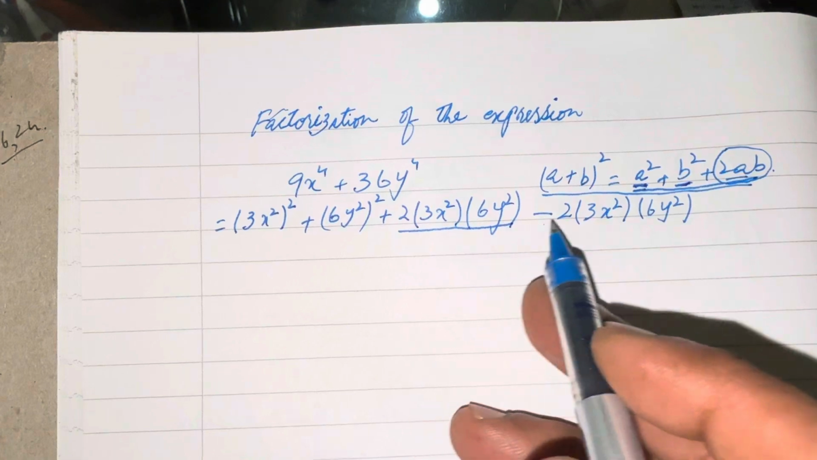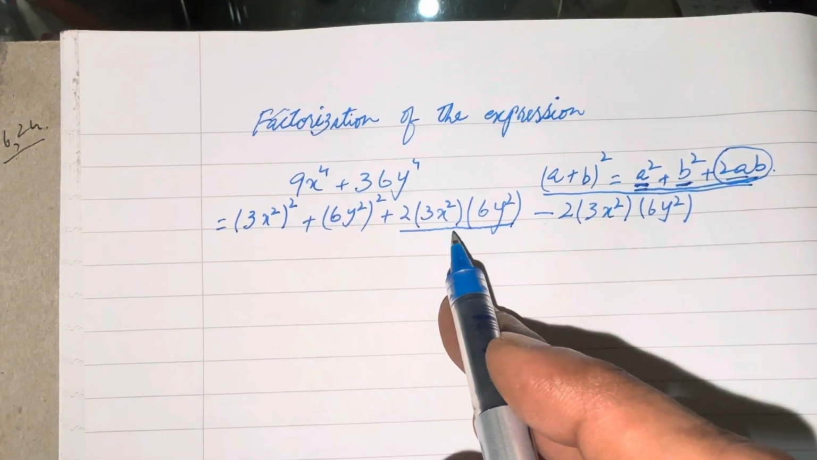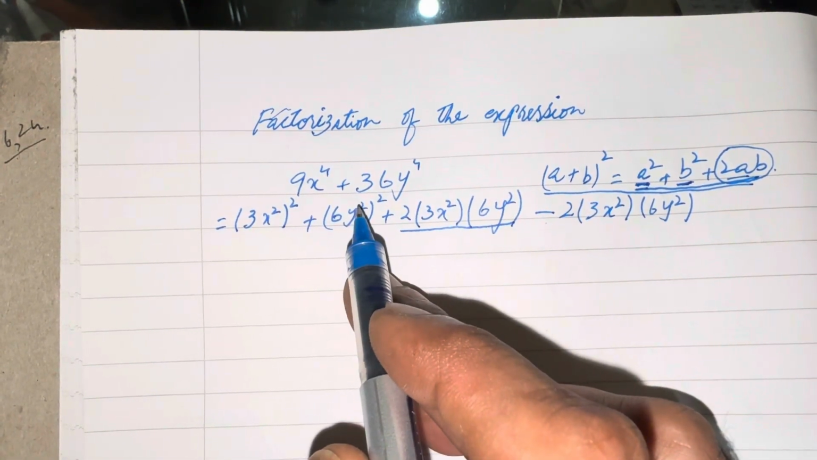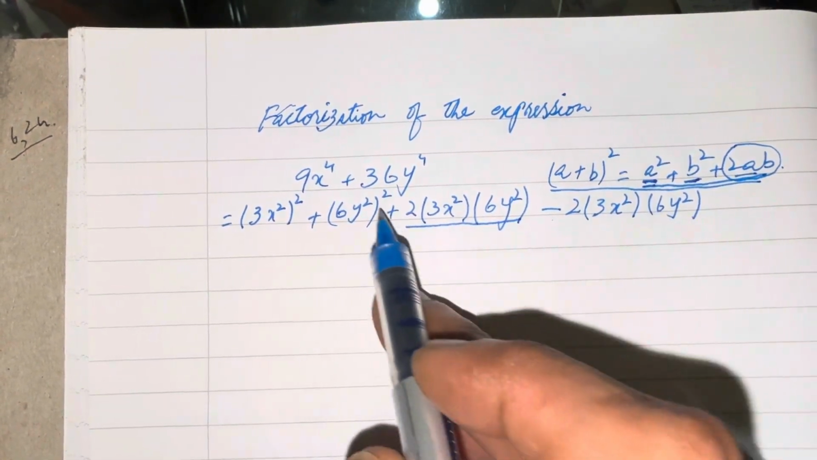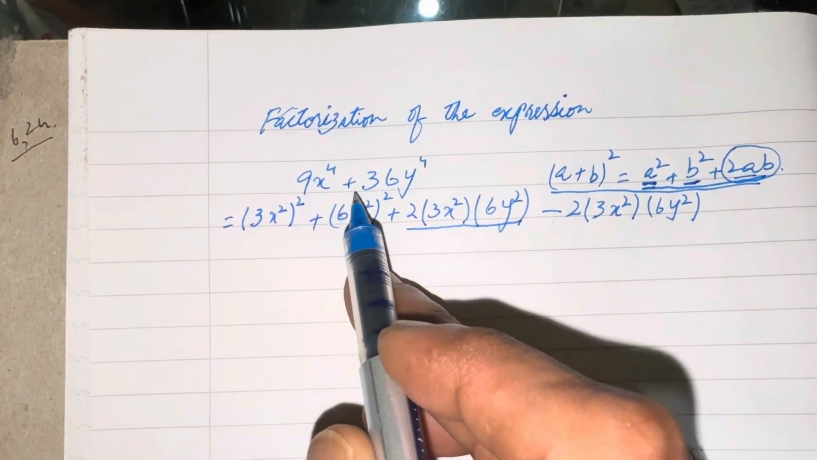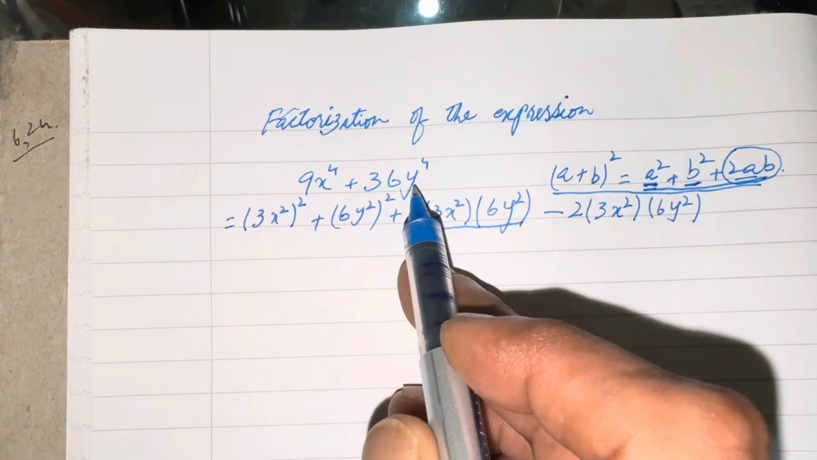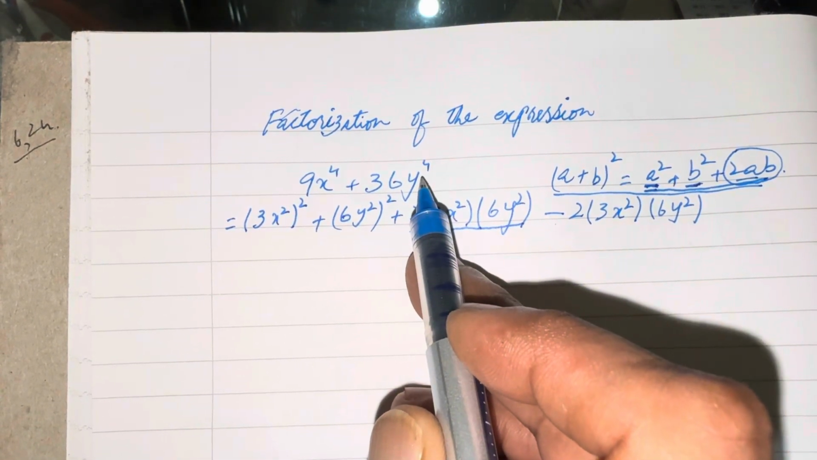अपनी तरफ से जो हमने यहाँ पे एक स्टेप किया है वो इस क्वेश्चन के ऊपर किसी किस्म का असर नहीं डाल रहा. सो अगर इसको कैंसिल कर दें तो ये आपके पास दोबारा 9x raised to power 4 plus 36y raised to power 4 बन जाता है.